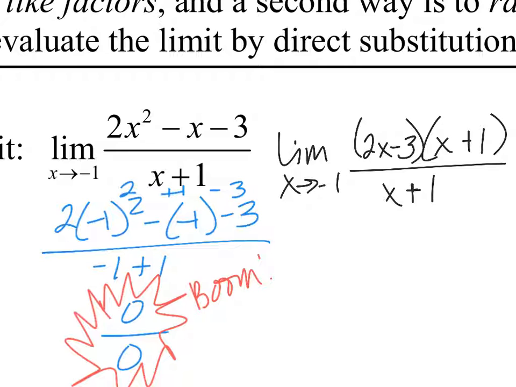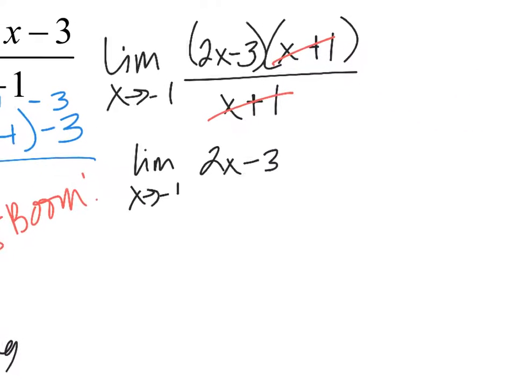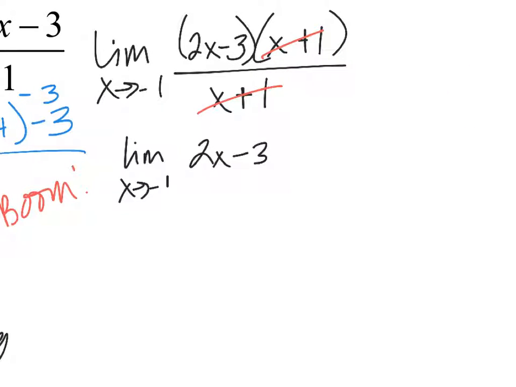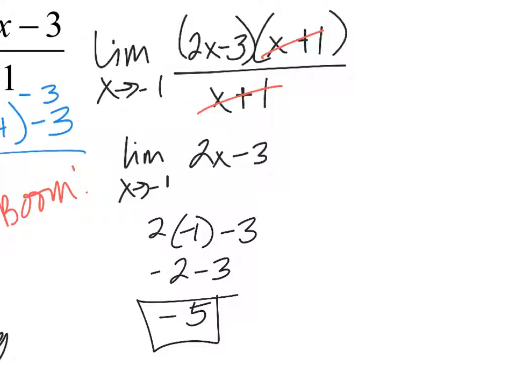Anything cancel? The x plus 1's cancel. So you're left with the limit as x goes to negative 1 of 2x minus 3. We got it all simplified as much as we can. So now we try direct substitution again. We take that negative 1 and plug it in for the x. Will this give me a 0 over 0? Nope. So negative 2 minus 3 is negative 5. So my answer for this limit is negative 5.